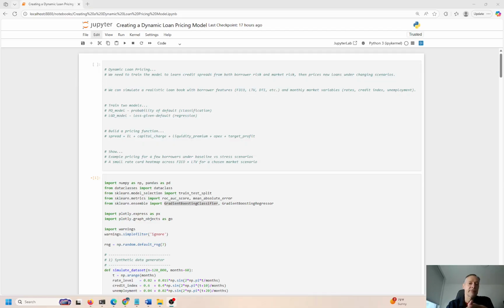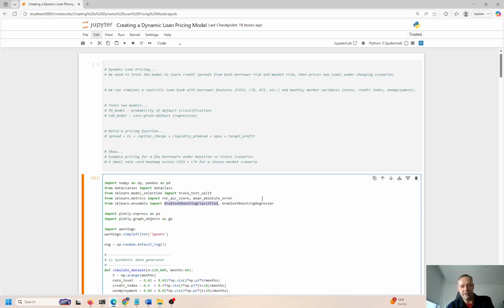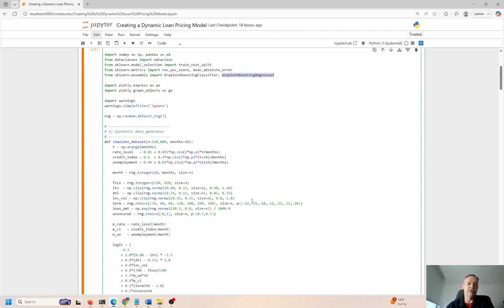So again, this is dynamic loan pricing. We have to fetch the data, go ahead and collect the data, train the models, and then interpret the outputs of the models. We're looking at different things like FICO, loan to value, debt to income of these different borrowers to try to understand how risky it is to issue a loan to different types of borrowers, right? So we're going to look at PD models, LGD models, things like that, and we are going to rely on a couple different modeling tools. We're going to look at gradient boosting classifier and gradient boosting regressor.